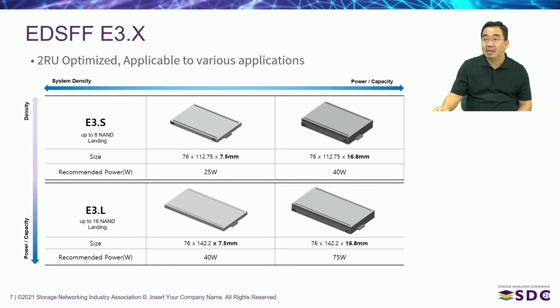EDSFF E3 form factor design is optimized for 2U systems. It has 2 different kinds of thicknesses and lengths. The advantage of the E3 form factor is that it can use higher power and supports various interfaces. Let's look more at the reasons in the next slide.